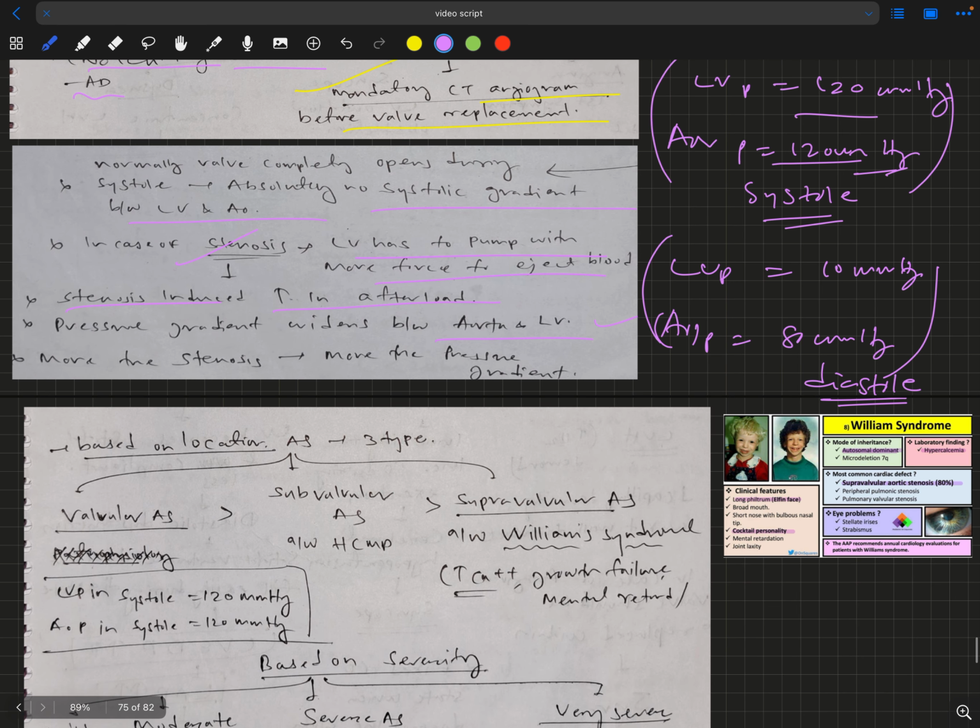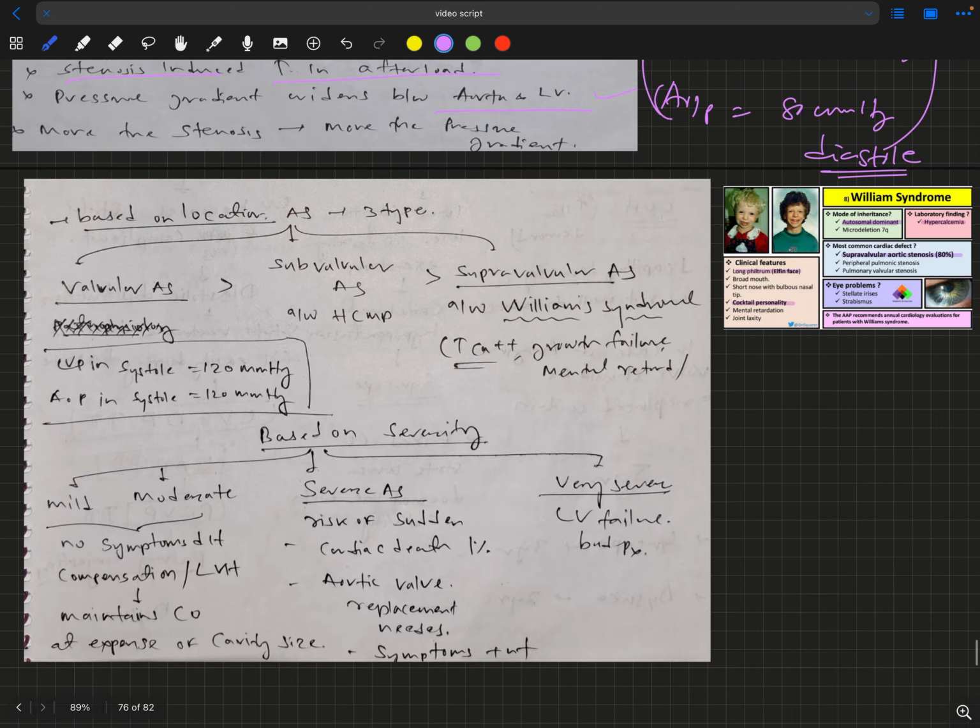So let us discuss furthermore. Based on the location, aortic stenosis is divided into three types: valvular aortic stenosis, subvalvular aortic stenosis, and supravalvular aortic stenosis.